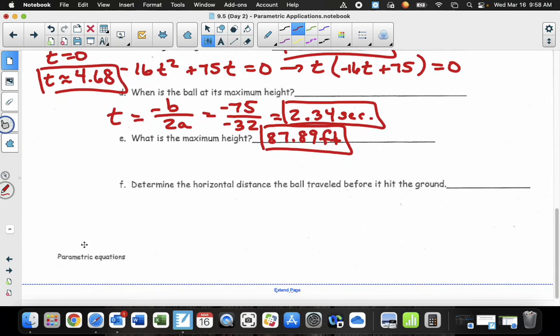All right, last question on this one. Off of the graph, we knew the horizontal distance was approximately 600. Now we're going to actually find it exactly. Determine the horizontal distance the ball traveled before it hit the ground. Any idea? The math is not hard if you understand what we're trying to do.